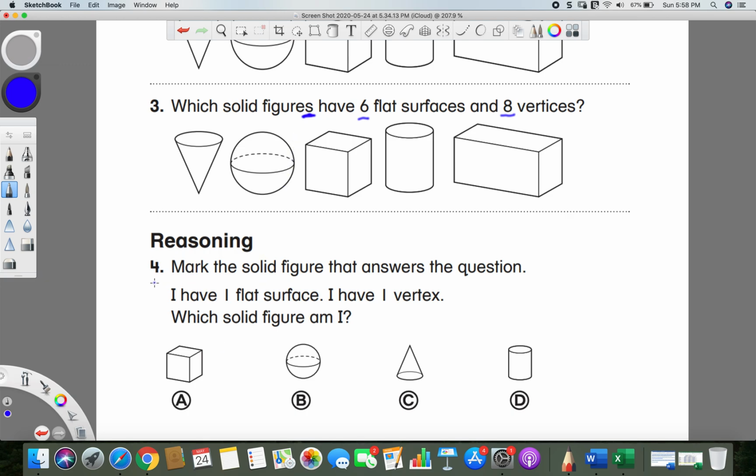And then the last one is number 4. Mark the solid figure that answers the question. I have one flat surface. I have one vertex. Which solid figure am I? It's a little riddle. I'll read it one more time for you. I have one flat surface. I have one vertex. Which solid figure am I?